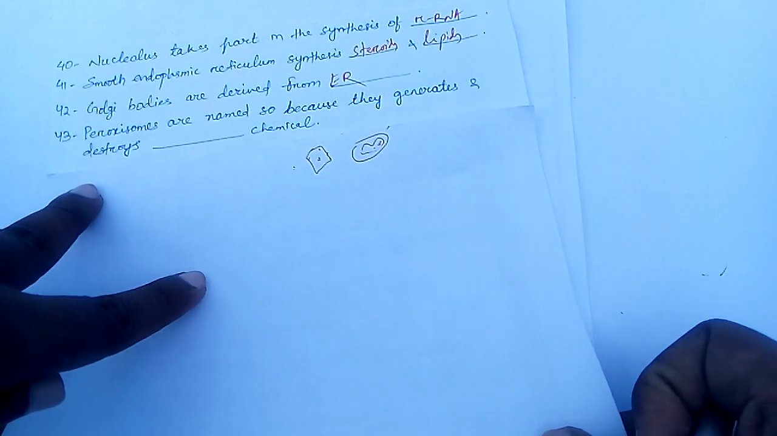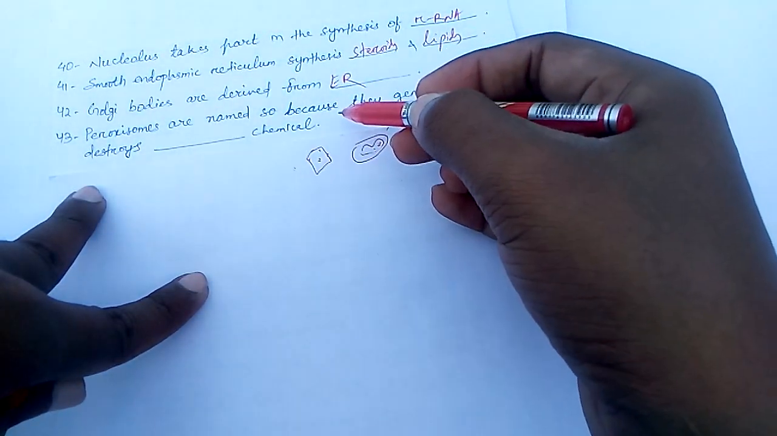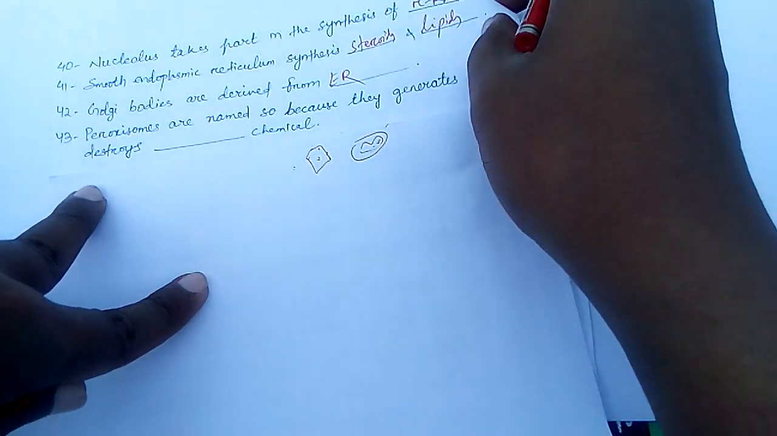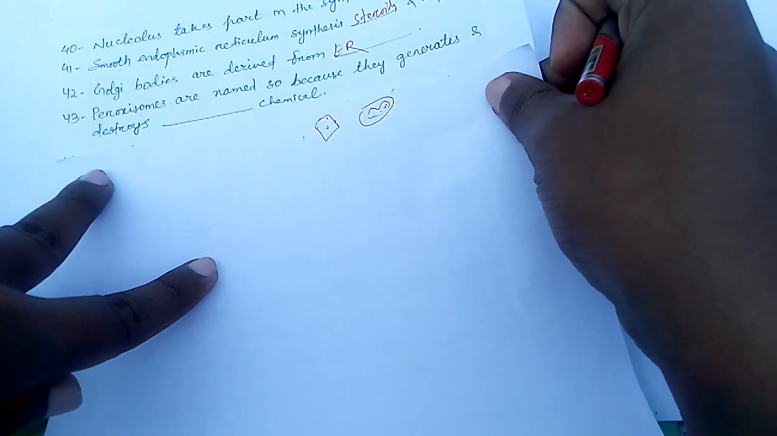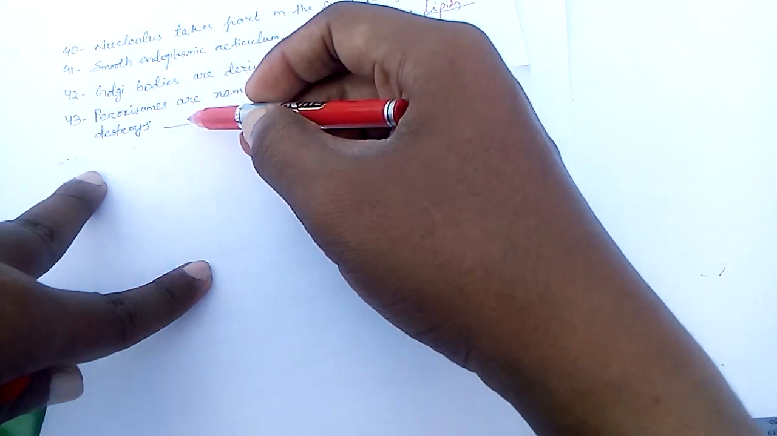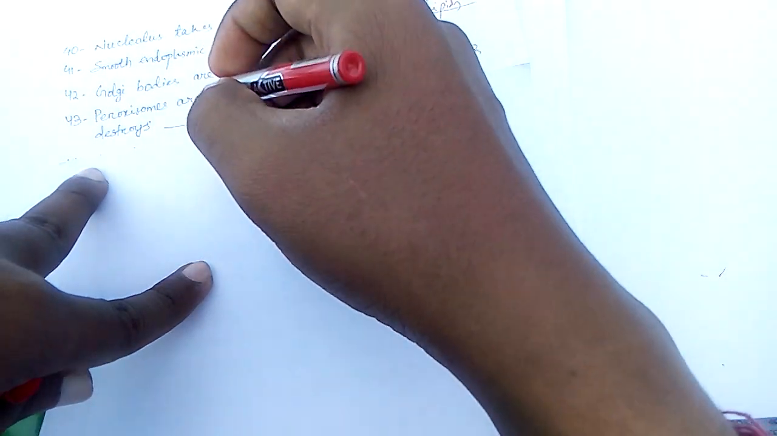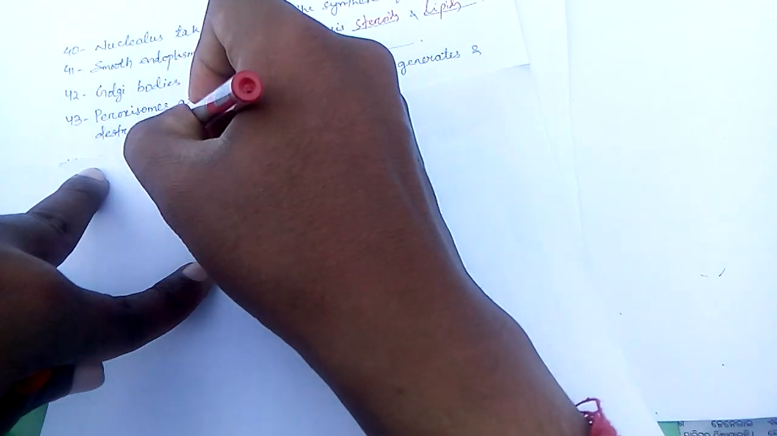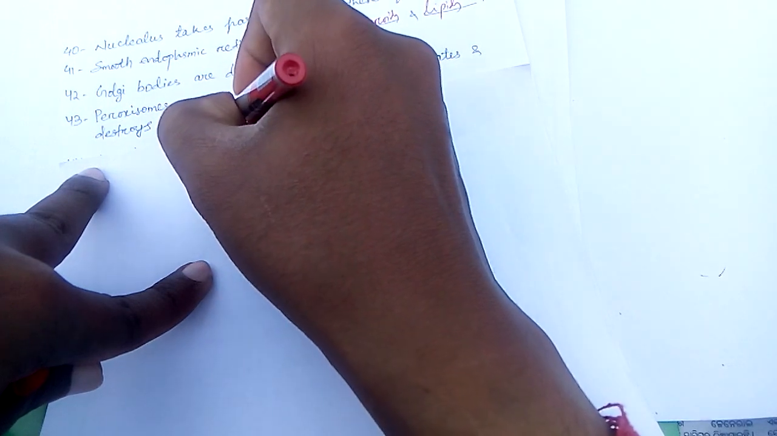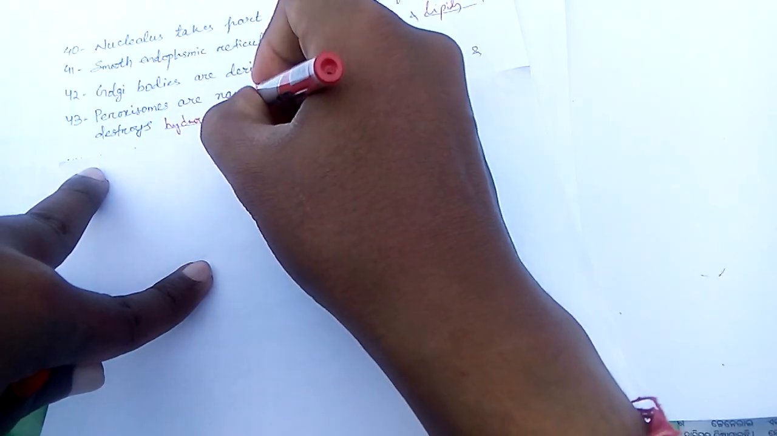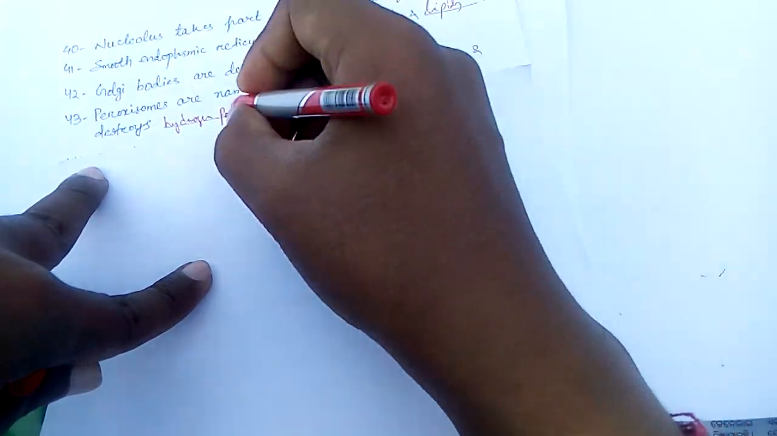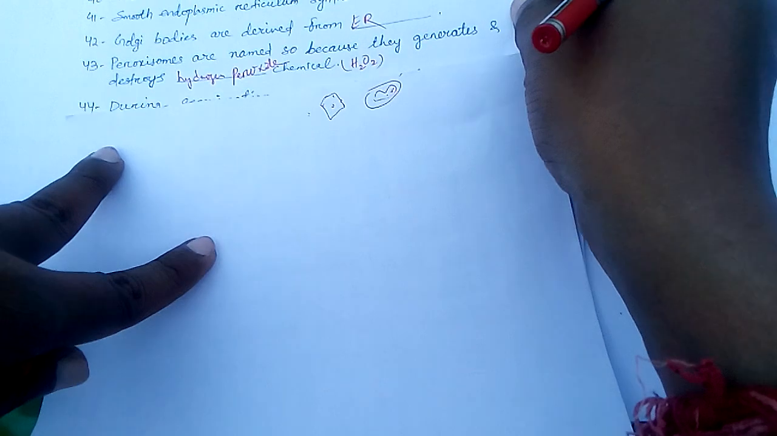Then question number 43. Peroxisomes are named so because they generate dash and destroy dash chemicals. Peroxisomes, or microbodies, are cell organelles which destroy and generate a chemical. Remember that it is H2O2, hydrogen peroxide. Peroxide, or H2O2. So write it in complete words: hydrogen peroxide.